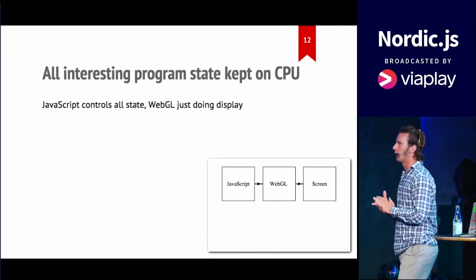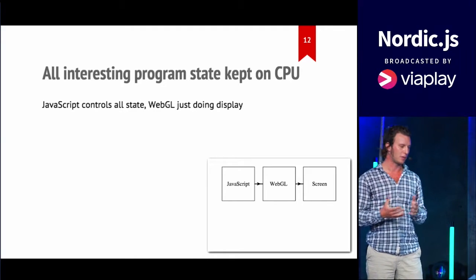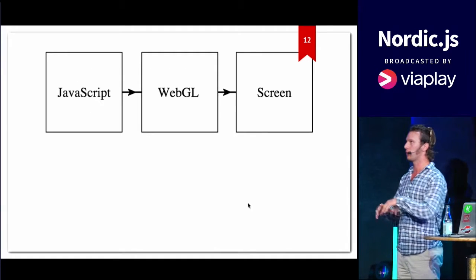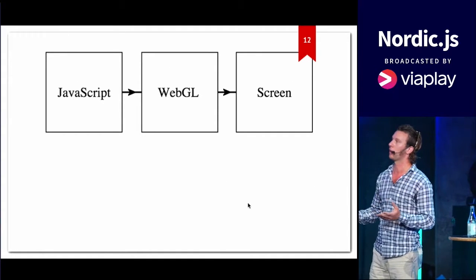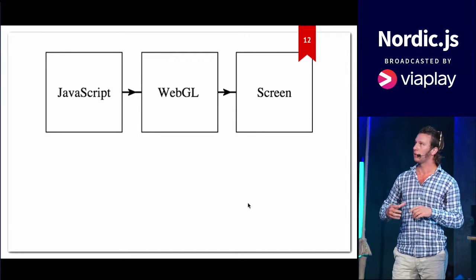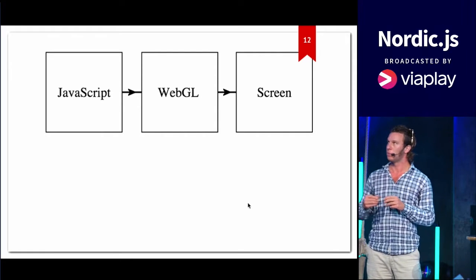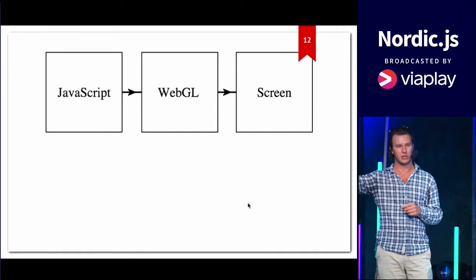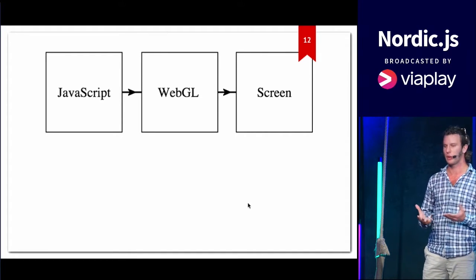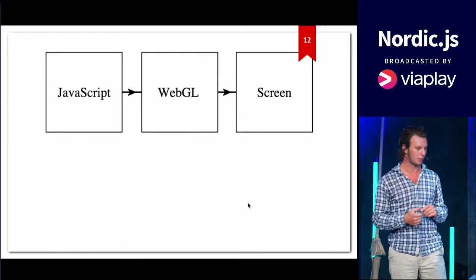So as I was mentioning earlier, when we write programs with WebGL, or a lot of the programs that are out there, the kind of flow you see is something like this. You have some kind of JavaScript app, often very complex, which is taking in user input, manipulating state. And this then tells WebGL what to draw. But the key point is that here, JavaScript is actually holding all the interesting information about what is going on in your program. WebGL and the screen are just used for display.